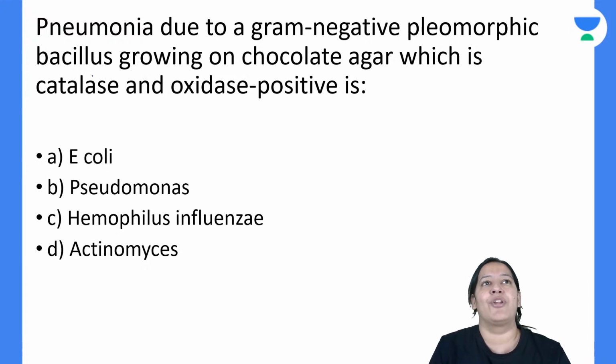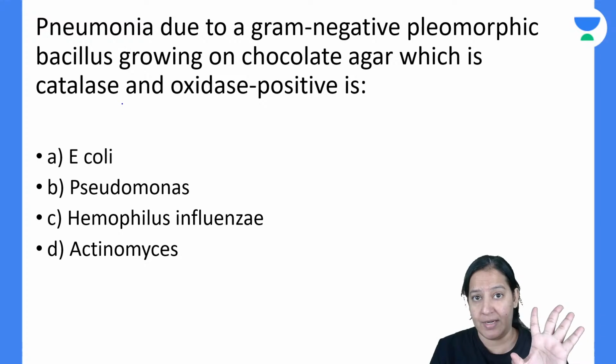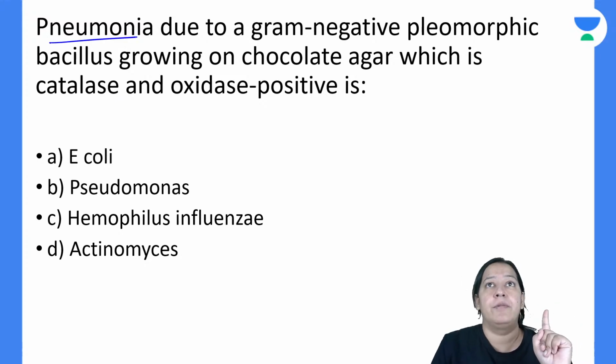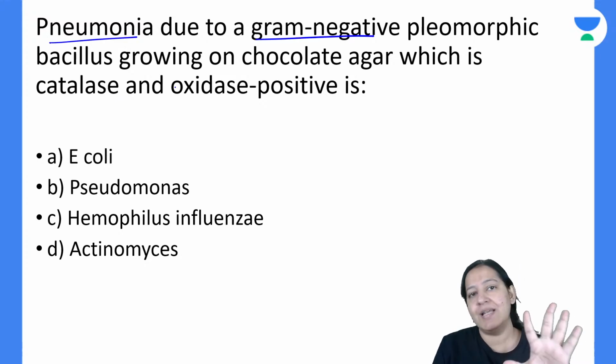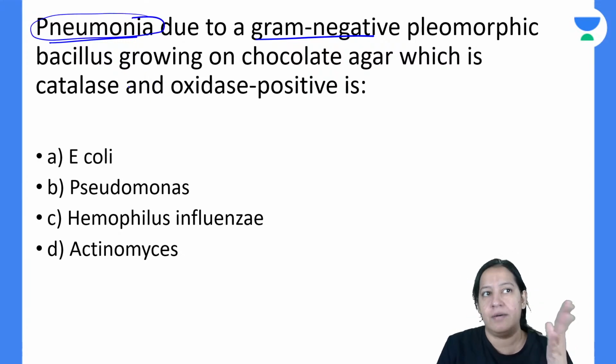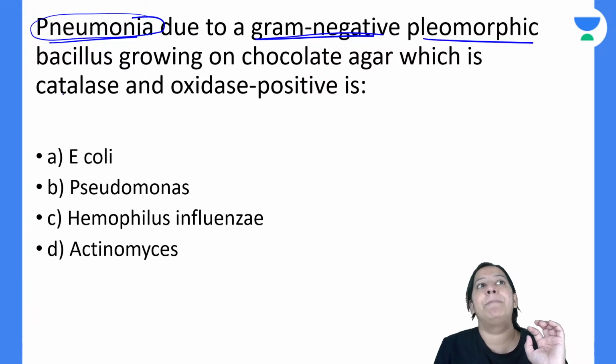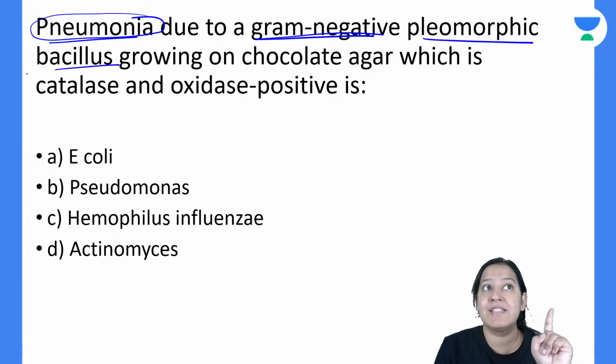Here is the second question for you people. It is a difficult question. It is a question from June 2021. Pneumonia due to gram negative. What are the hints given in the question? The first hint, the disease caused by the organism is pneumonia. It is a gram negative pleomorphic bacilli. It is not cocci. It is a bacilli.